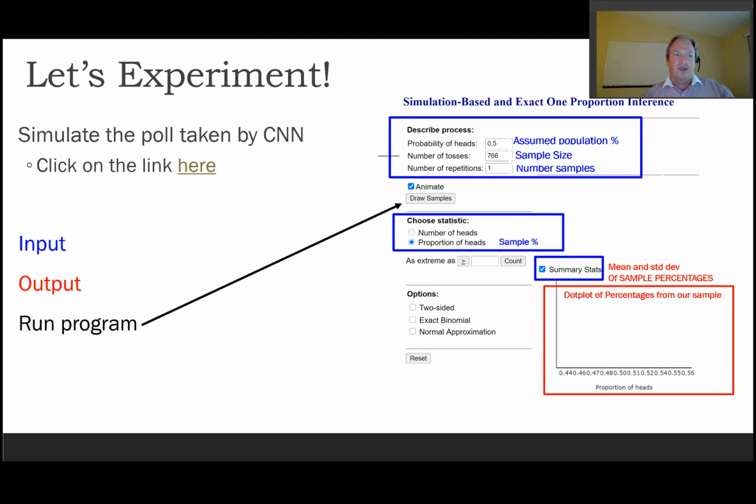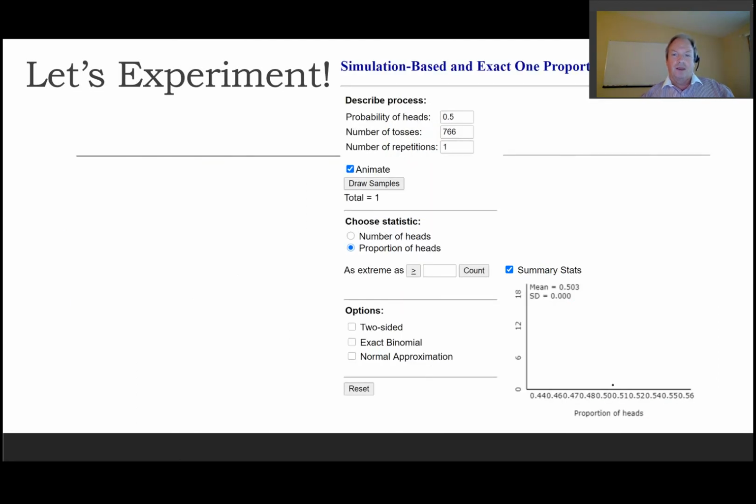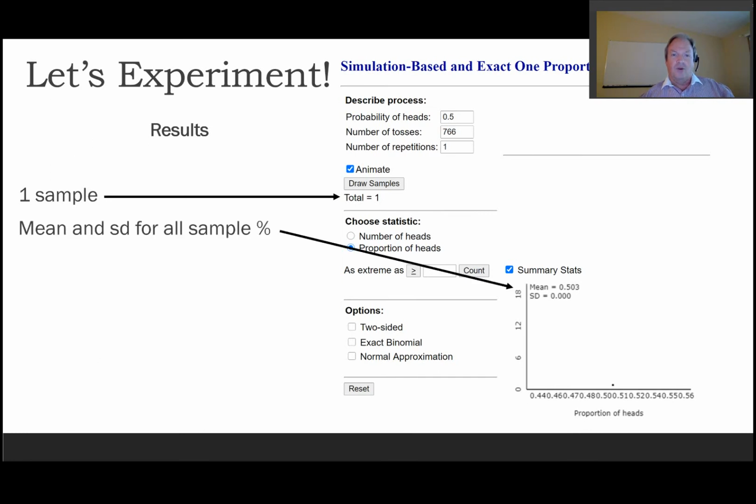Okay, what do we see? Well, we see our output here. We've drawn one sample. We found the mean and the standard deviation for all the sample percentages. Well, we only had one, right? So the mean's the value that we have. And there's no standard deviation when you just have a single value. And finally, we see that value plotted on a dot plot.